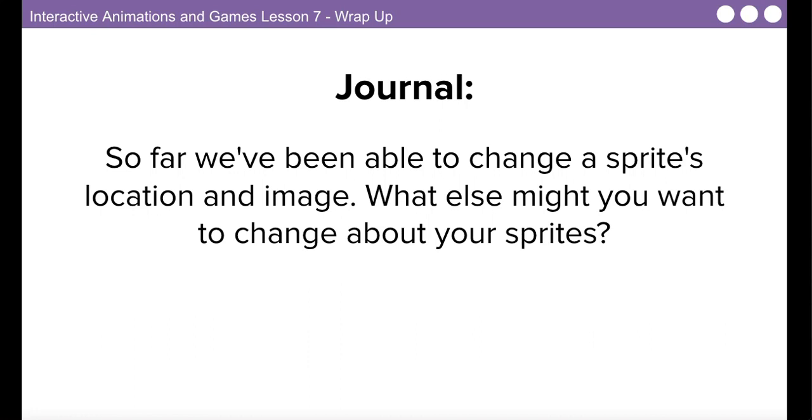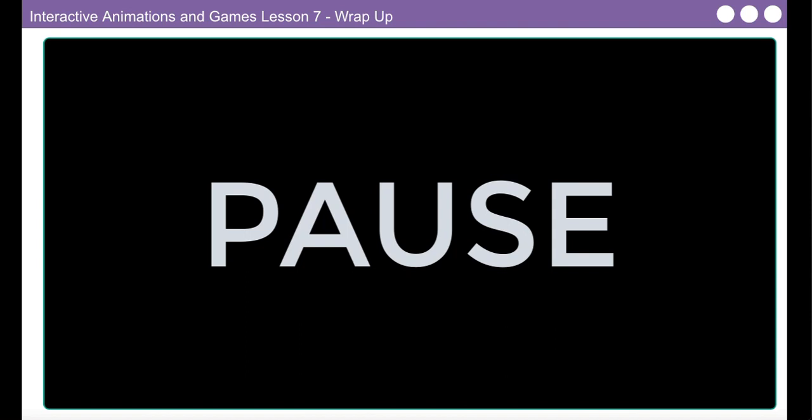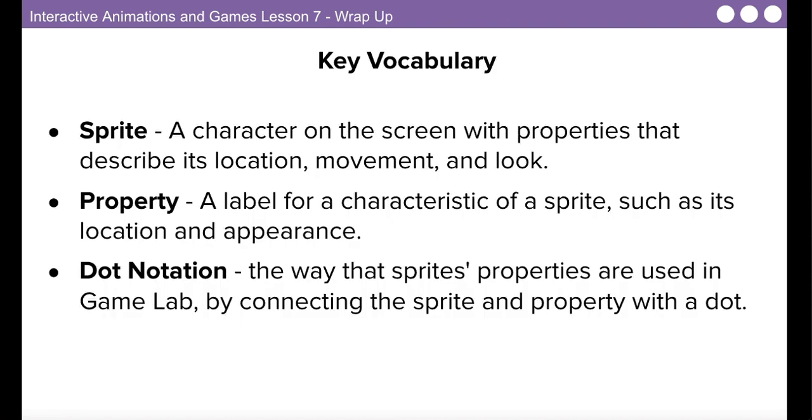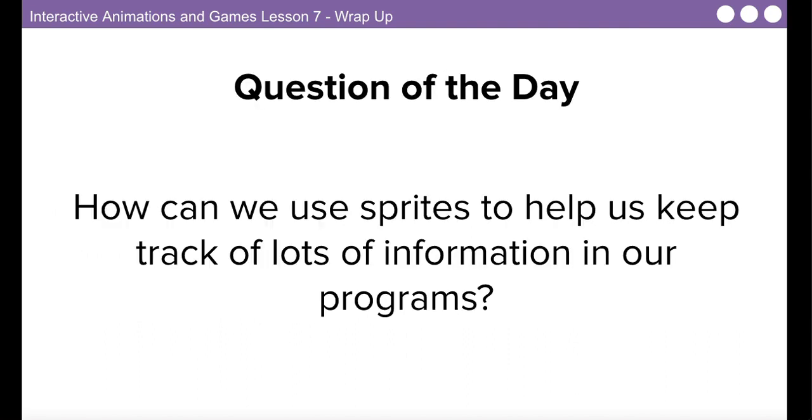So far, we've been able to change a sprite's location and image. What else might you want to change about your sprites? Pause the video so you can answer that in your journal, and I think you're also going to have to type the prompt. So pause it so you can do that. Don't forget to add your vocabulary for this lesson into your journal. And don't forget to answer the question of the day. How can we use sprites to help us keep track of lots of information in our programs?